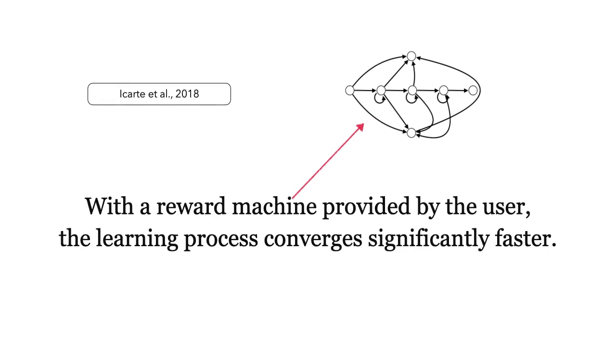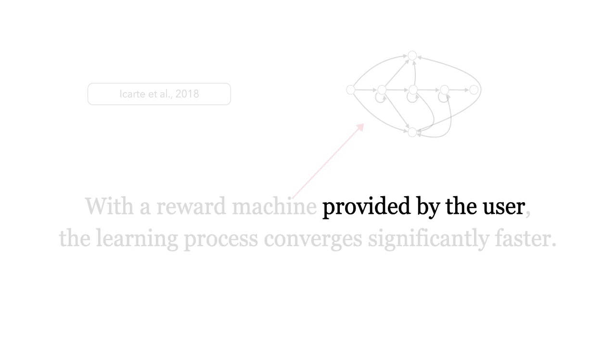A work from 2018 has shown that using reward machines has clear benefits over other methods of capturing history. They integrate reward machines with the standard Q-learning algorithm. There is one problematic assumption though. The machine needs to be provided by the user. This assumption is often not justified.